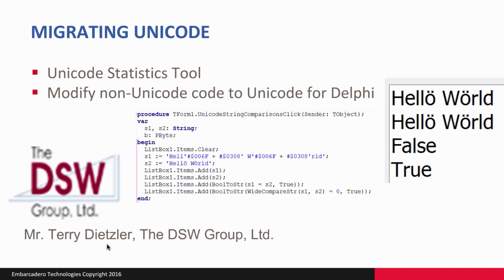At this time, let me turn this presentation over to Mr. Terry Dietzler from the DSW group to show how to use the Unicode Statistics Tool to estimate time and effort for the Unicode migration and show examples on how to modify non-Unicode code to Unicode for various Delphi types like char, read, string, pointer, length, MultiByteToWideChar, etc. The DSW group is one of Embarcadero's third-party independent consultants.